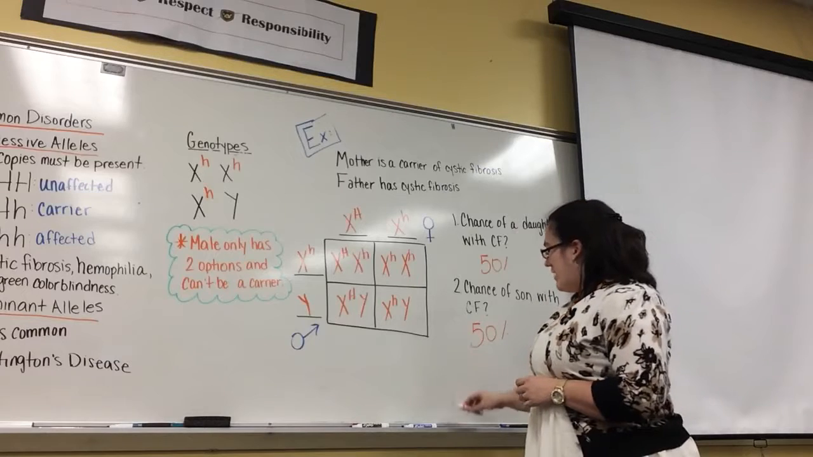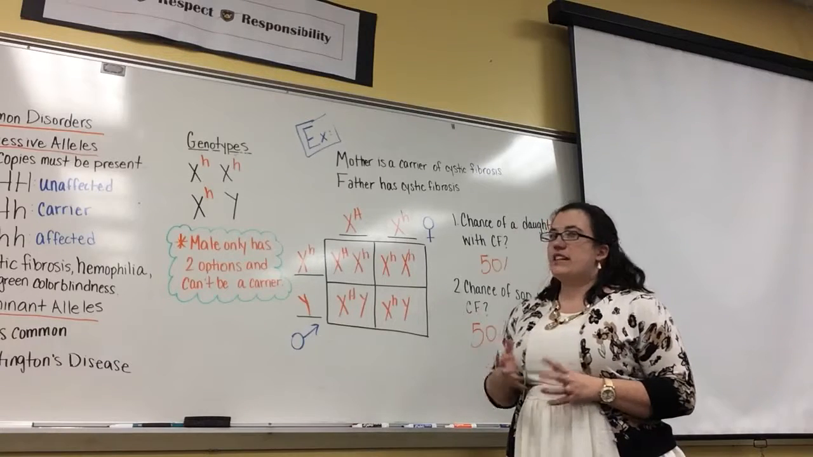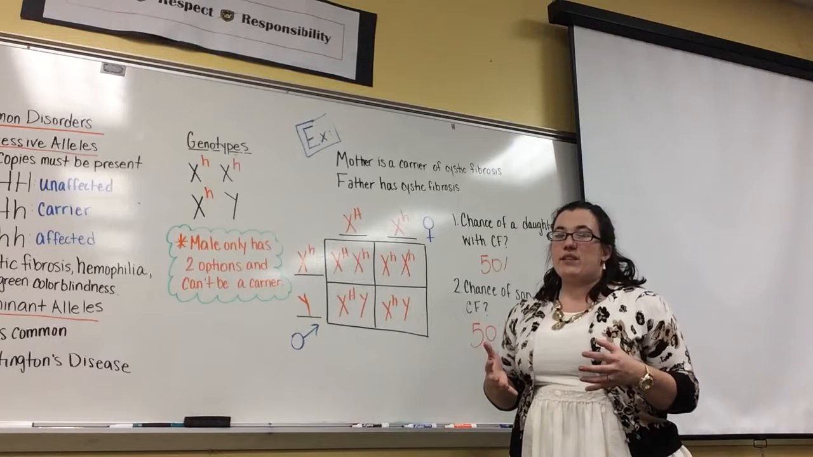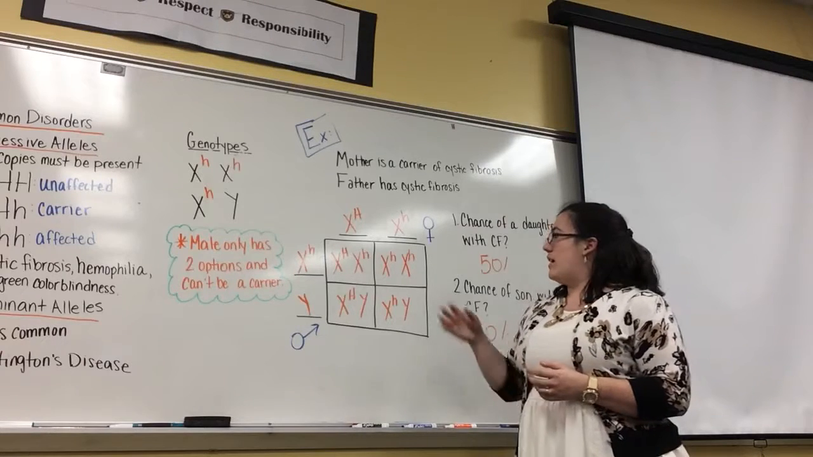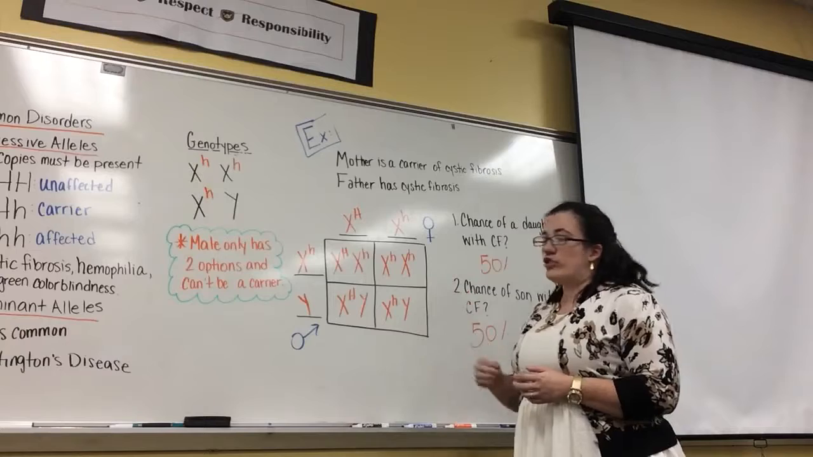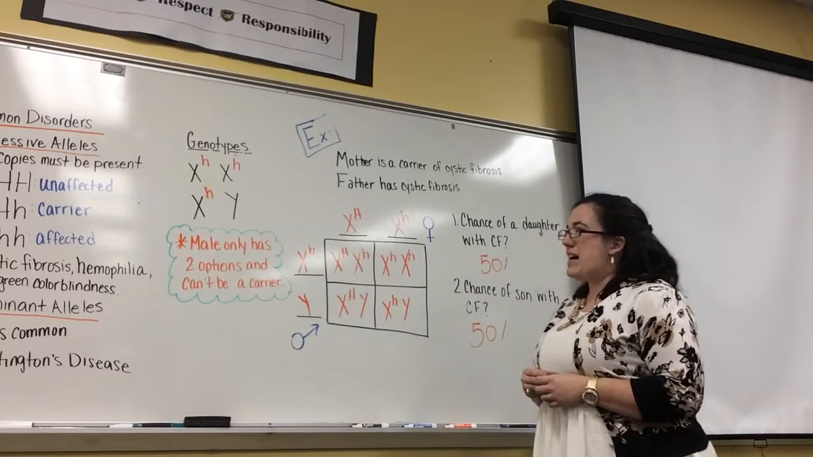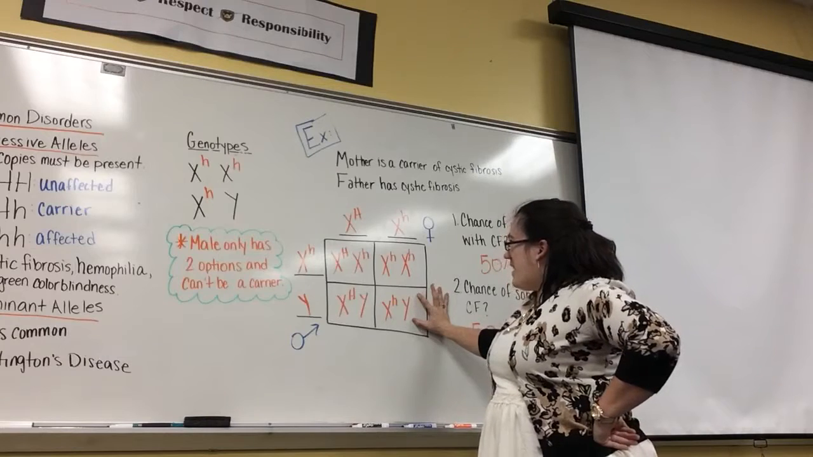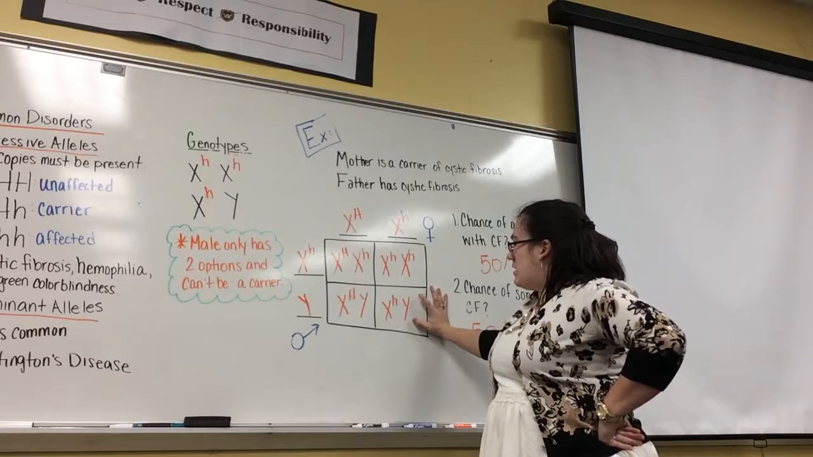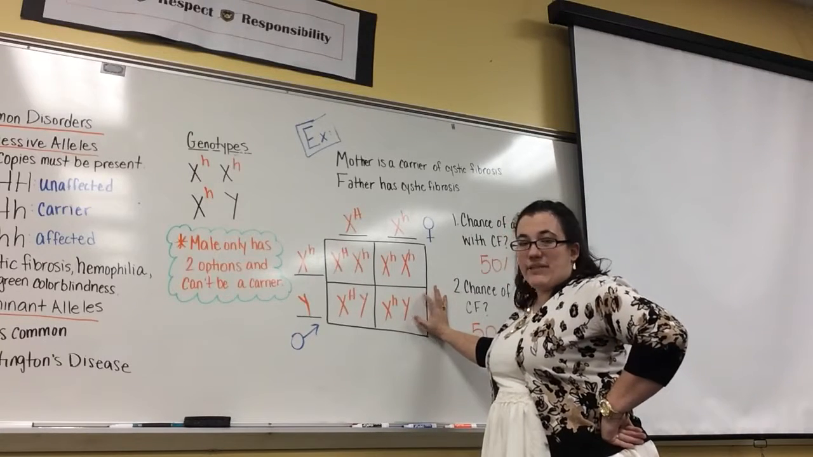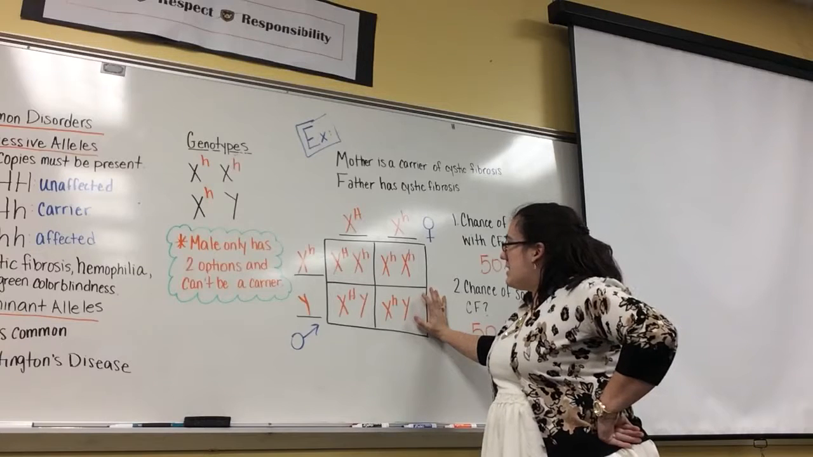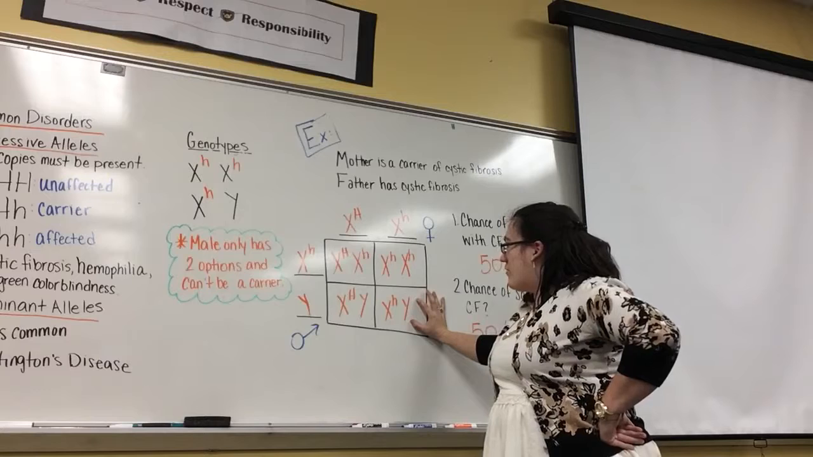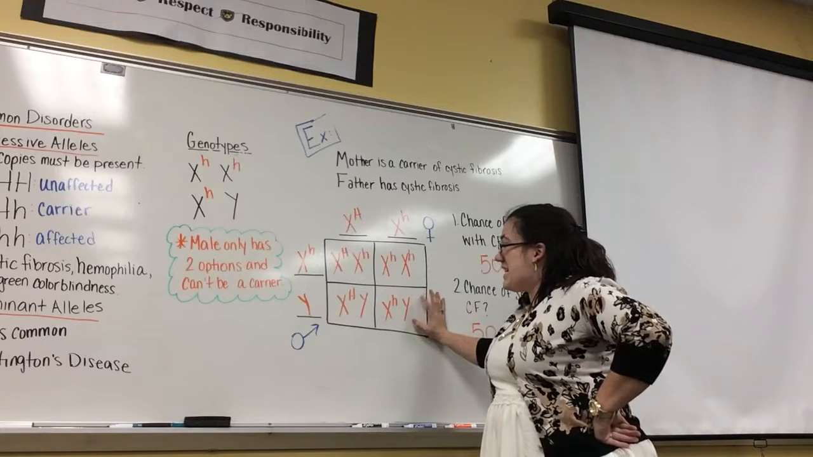So there's a lot of different things that you can do with this. You can look at this and you can predict what the parents' phenotypes would be by having the children's genotypes. So if I said something like, a boy has cystic fibrosis, and we don't know what the genotype of either parent is.